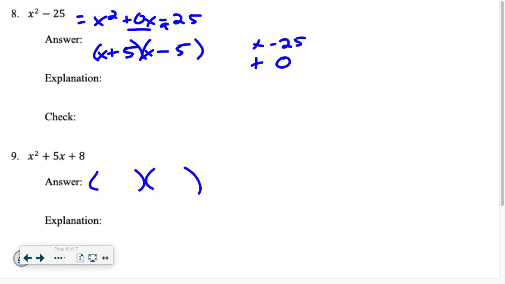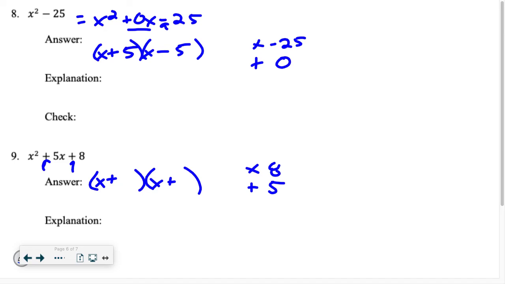X squared plus 5x plus 8. So x squared, I know it's going to be x and x. It's two positive numbers, so I know it's positive and positive. So now it needs to be what? Multiplies to 8, but adds to 5. Uh-oh, I've got some trouble here.